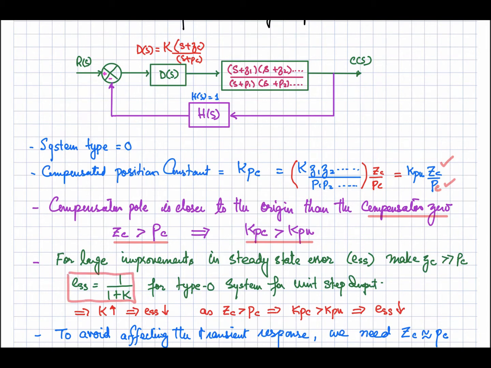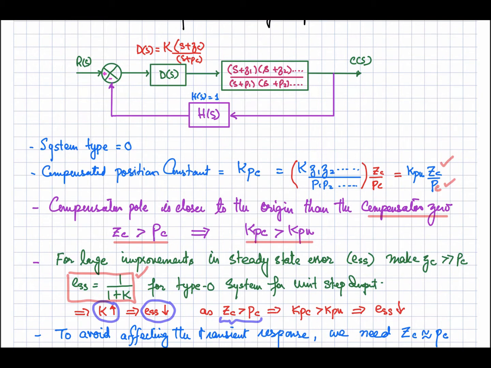the steady state error of your system will be reduced, because we know that the steady state error is given by this equation for the type 0 system for the unit step input. So if you increase the K, that is shown over here, your steady state error will be reduced.